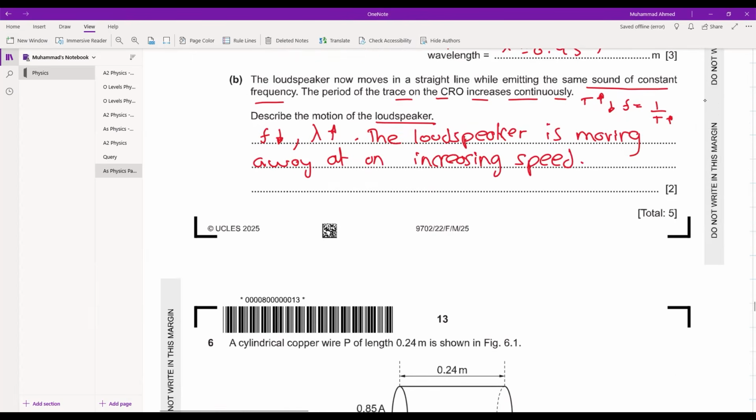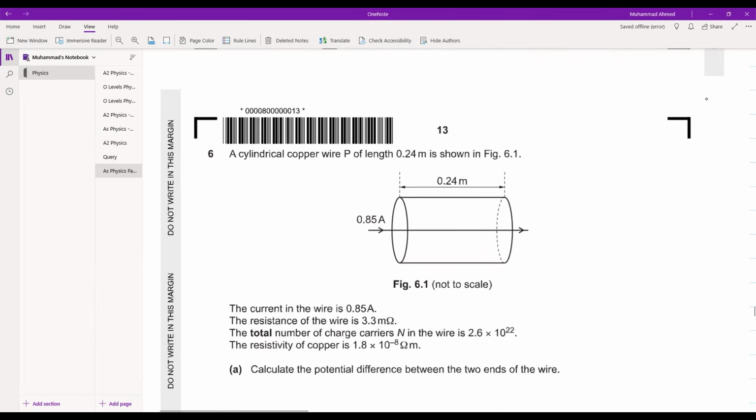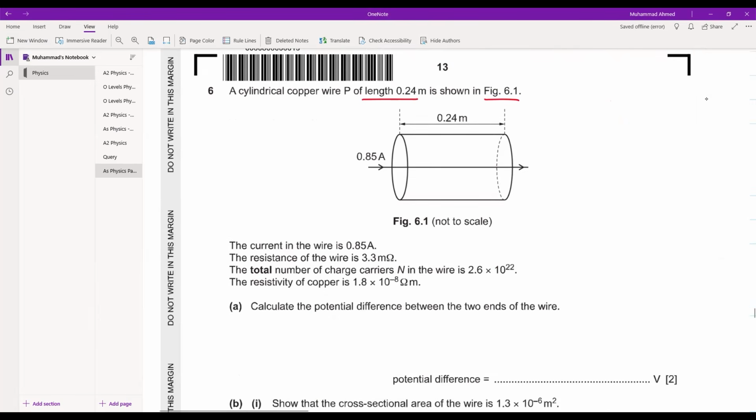A cylindrical copper wire P of length this is shown in figure 6.1. Okay, there is a cylindrical copper wire whose length is this. The current in the wire is this, the resistance of the wire is this, the total number of charges. This is the total number of charges, okay. The resistivity of the copper wire is this.